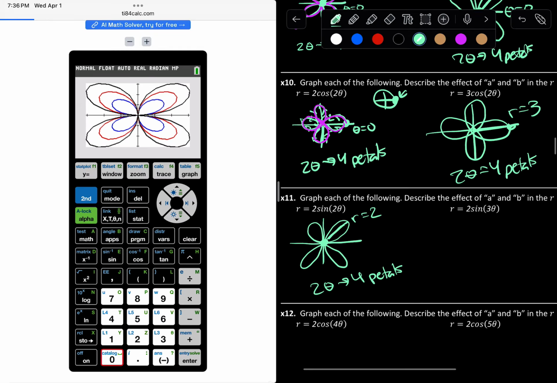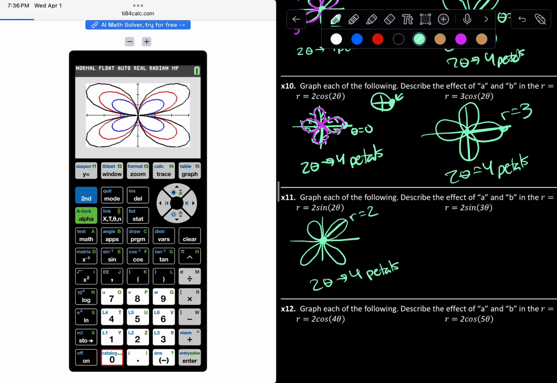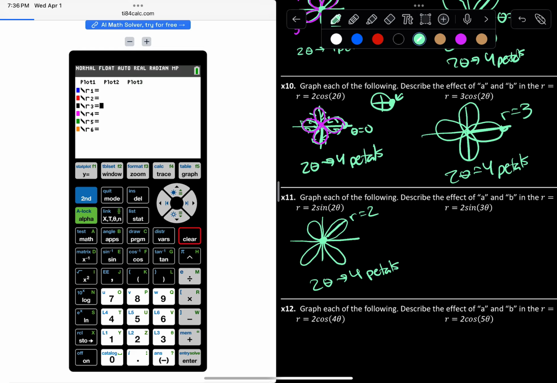So now let's look at the next one. Let's think of 2 sine 3 theta. If we follow the pattern from the previous one, it doubles. That means we should have 6 petals, but we don't. Okay, so we kind of lose our pattern here.